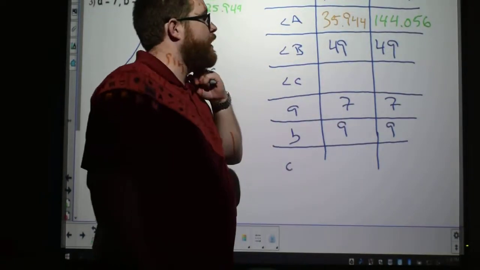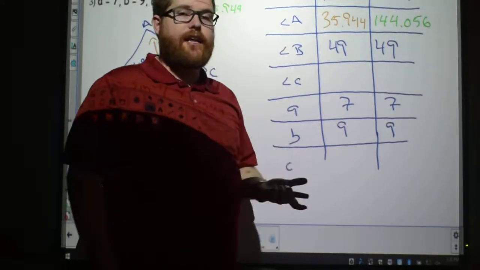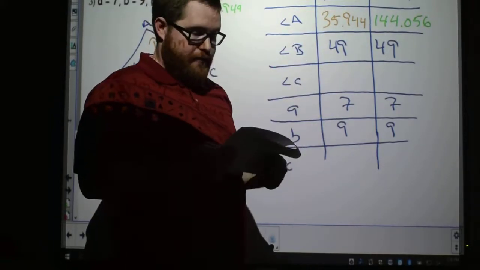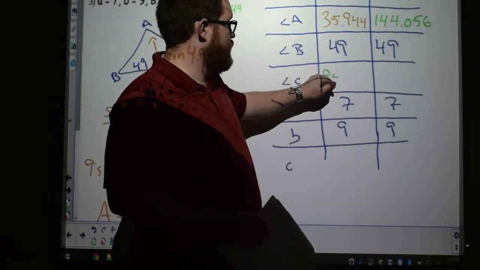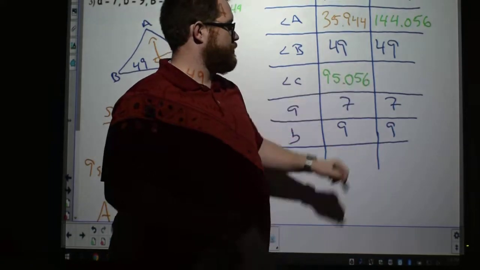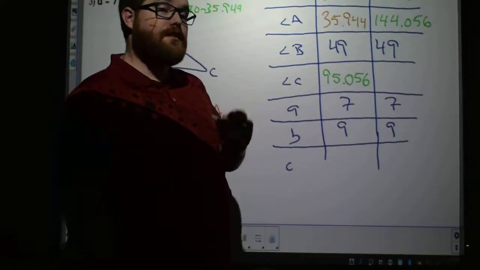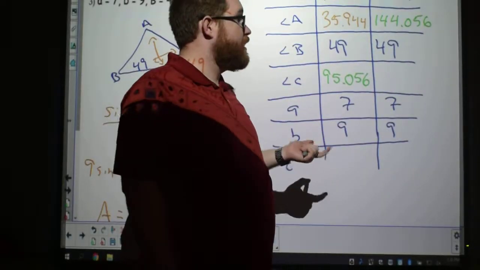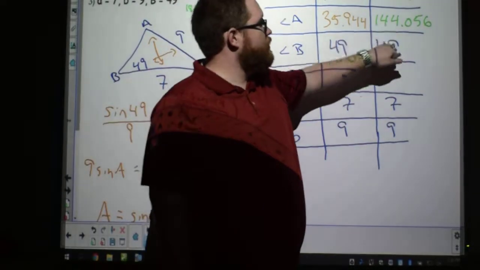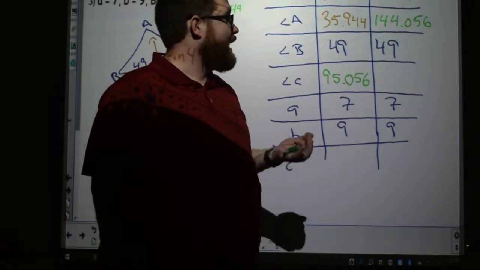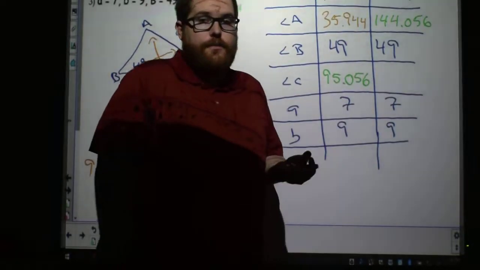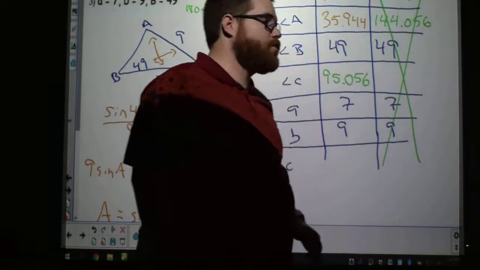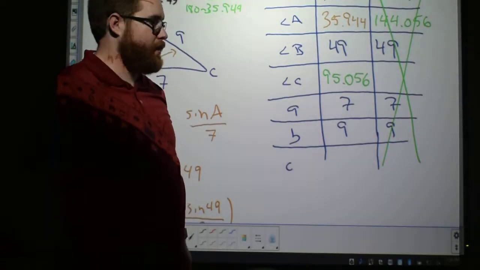Now let's look at the first triangle. Do these two angles already add up to make more than 180? No, so I can do 180 minus these two and find that this angle is 95.056. Let's look at the second triangle. Do these two angles add up to make more than 180? Yes, they already do. Because these two angles are already bigger than 180, I can't have a third angle. It's already too big. So I know this ambiguous case triangle is only one triangle. I don't have to finish doing the second triangle.